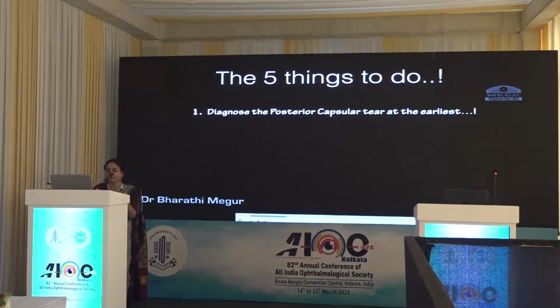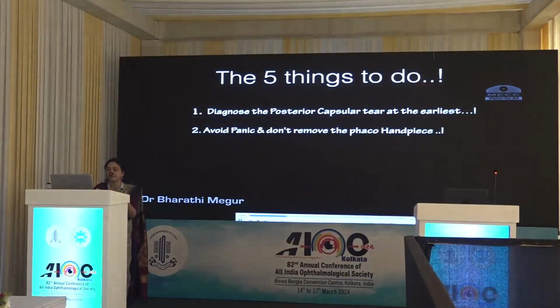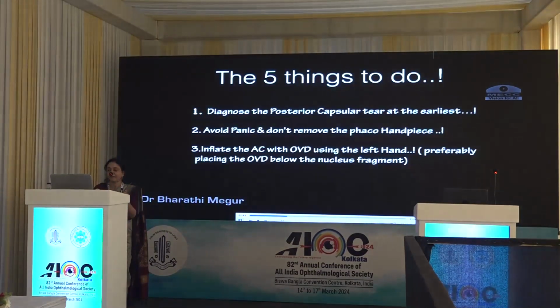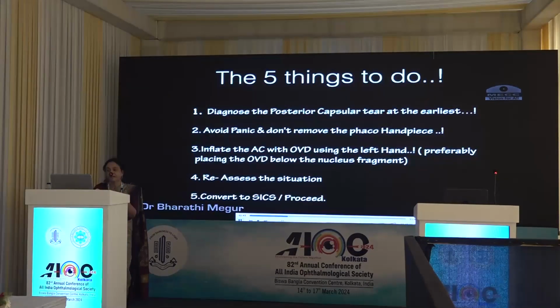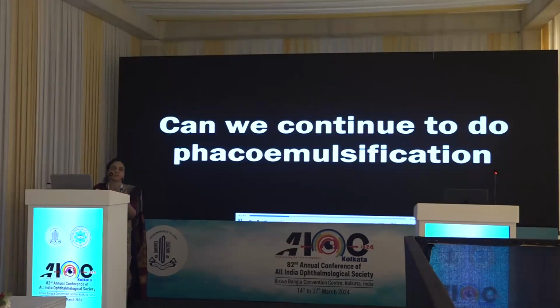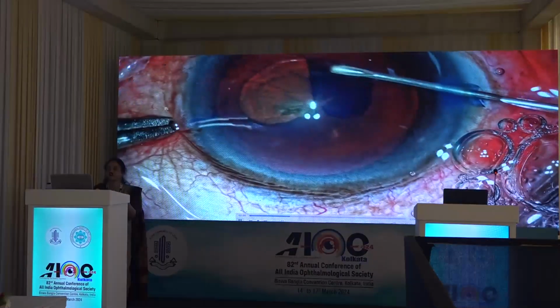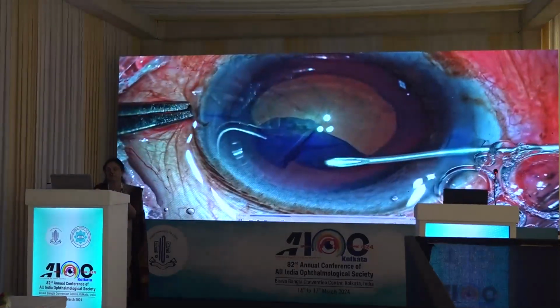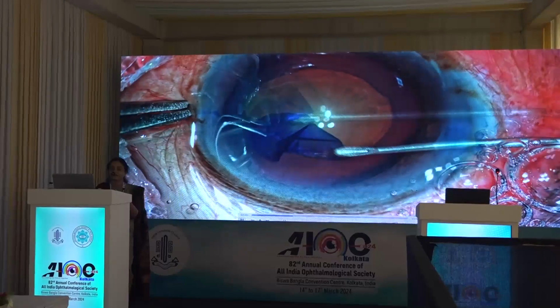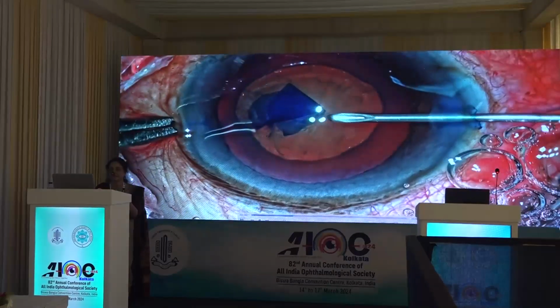The 5 things to do are: diagnose the posterior capsular tear at the earliest, avoid panic and don't remove the handpiece, inflate the anterior chamber with a viscoelastic before removing the handpiece, reassess the situation, and based on your skill and experience, you can proceed with phacoemulsification, or you can convert to small incision cataract surgery.